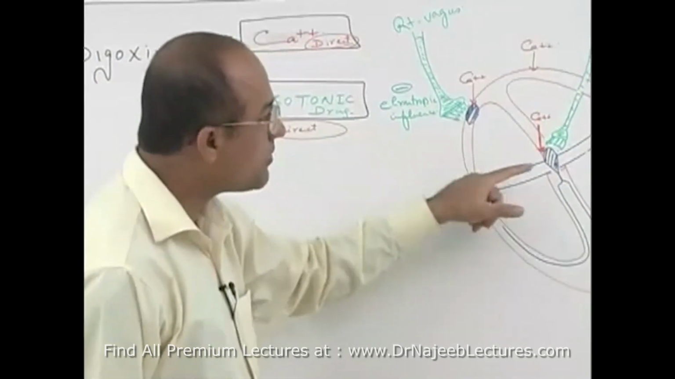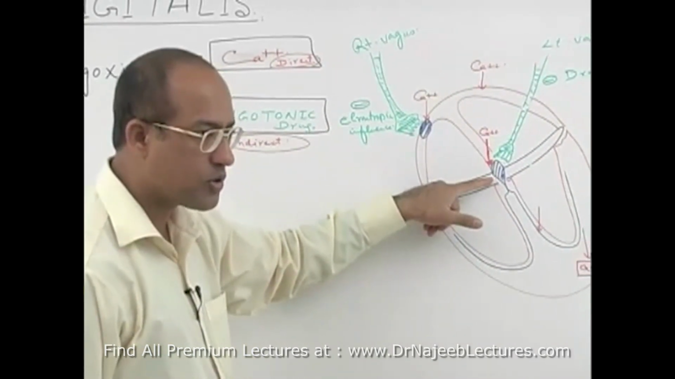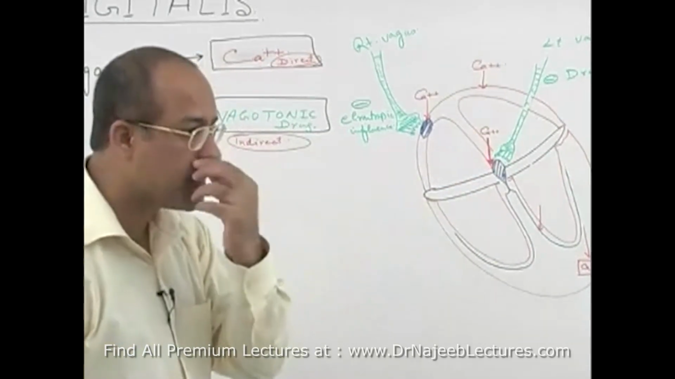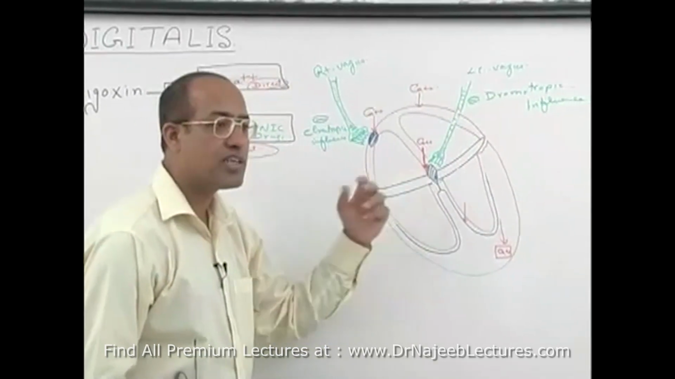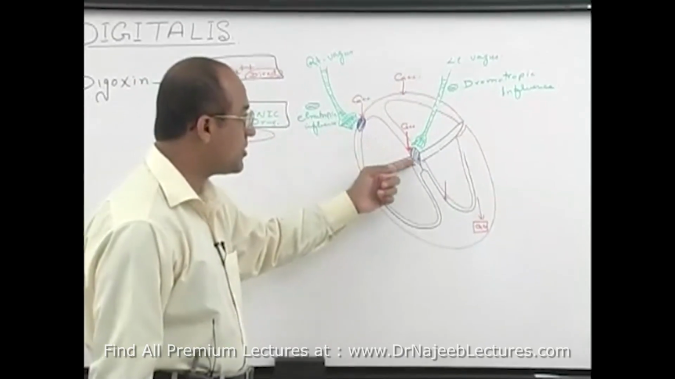So the SA node will be, in a nutshell, inhibited. In the same way, when calcium is loaded on the AV node, calcium stimulates the AV node, but there is more action by the vagus, and vagal action dominates. Due to this reason, the AV node is also inhibited. So we can say Digitalis inhibits the SA node and inhibits the AV node.